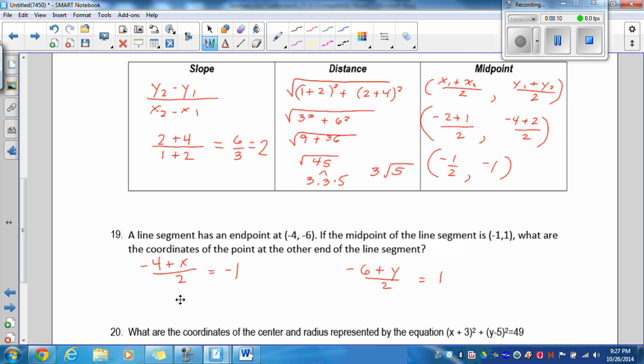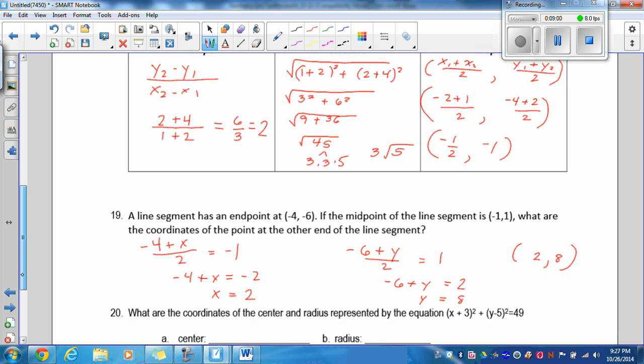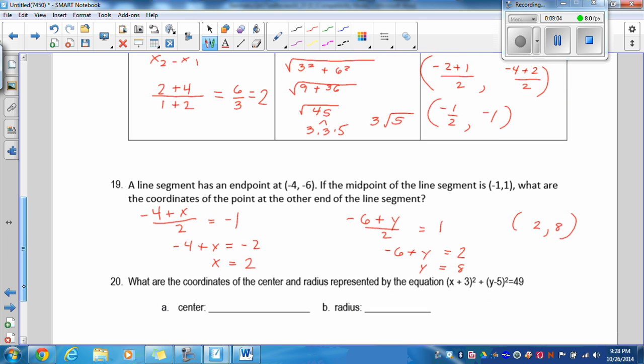So I'm going to start by multiplying both sides by 2. Negative 4 plus x equals negative 2. So x is equal to, add 4 to both sides, 2. Multiply by 2, negative 6 plus y equals 2. So y equals, add 6 to both sides, 8. So it would make sense that the ordered pair that I'm looking for is 2, 8. The midpoint is negative 1, 1. And the other endpoint, the one that I started at, was negative 4 and negative 6. Not really a very challenging problem if you think about working backwards.